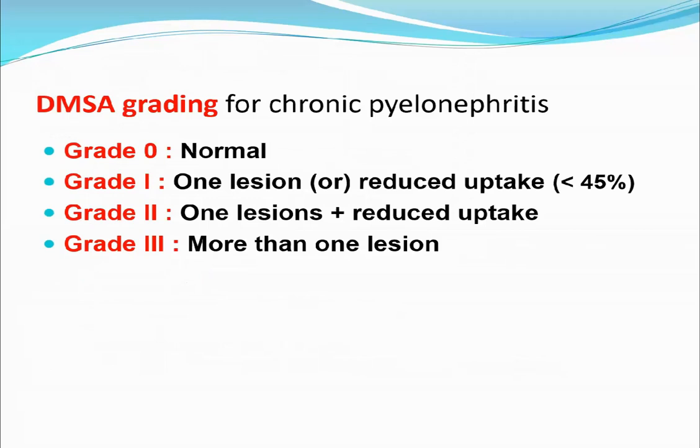According to the DMSA in chronic pyelonephritis, we can make a grading for this DMSA. Grade 0 is normal, a normal DMSA scan. In grade 1, there is one cortical photopenic area or reduced uptake less than 45%. Grade 2, a combination of one cortical photopenic area and reduced uptake. And grade 3, when there is more than one cortical photopenic area.